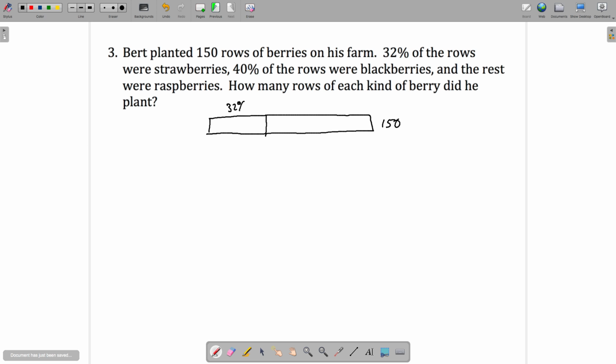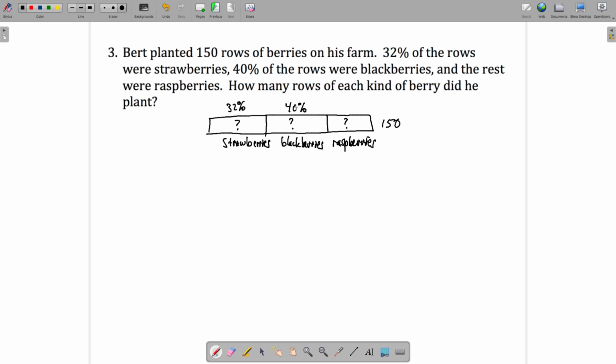32% were strawberries. 40% were blackberries. And the rest were raspberries. How many rows of each kind of berry? So I'm interested in all of these numbers.